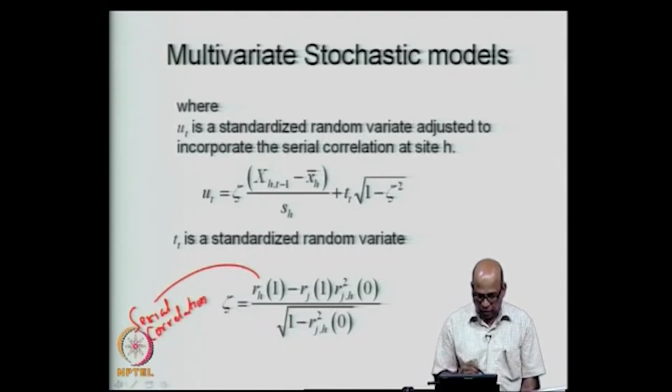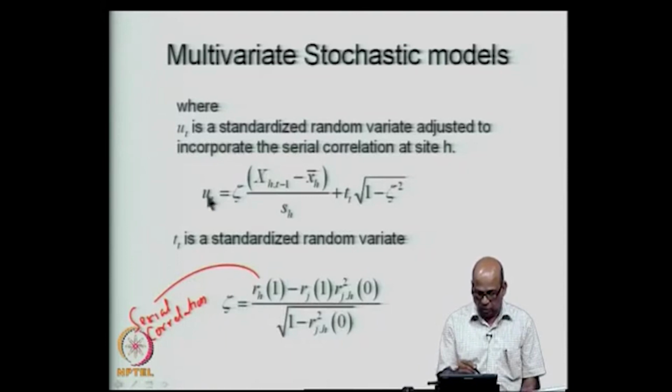Serial correlation at lag 1 at site h. Similarly, the serial correlation at lag 1 at site j, and this is R j h 0, which is a cross correlation between the flows at site j and the flows at site h at lag 0. We take a square of that, R j h square at lag 0, divided by root of 1 minus R j h square. So, this is how you compute zeta. This is known, you can compute these and therefore, you compute zeta.